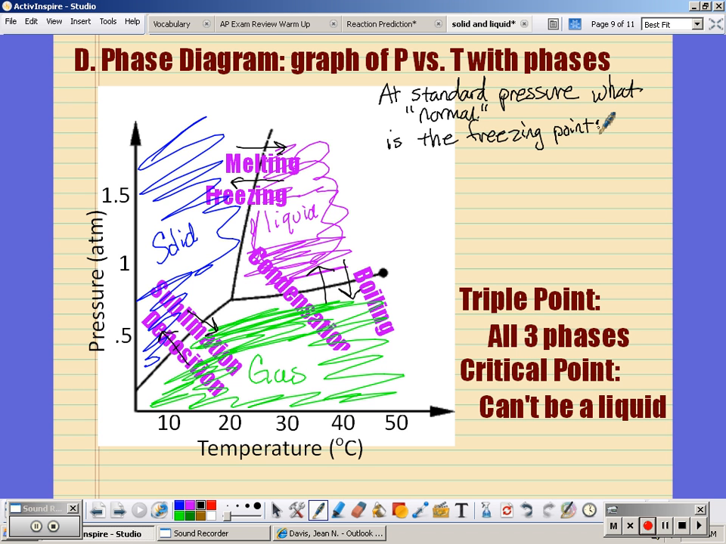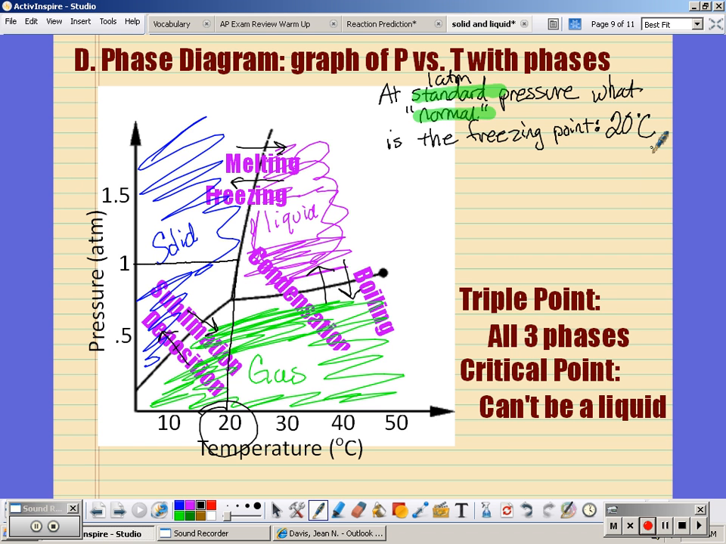In this statement, standard and normal pressure: normal would mean 1 atm. Standard is 1 atm. So I look at my graph at 1 atm. Freezing means liquid to solid. So I go across until I'm at the liquid solid line, and then I can come straight down and see that the temperature is about 20 degrees Celsius.